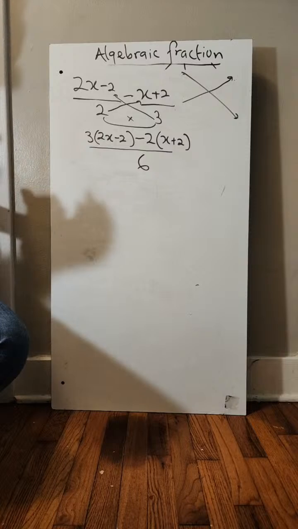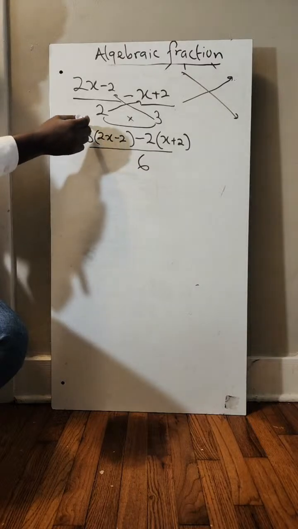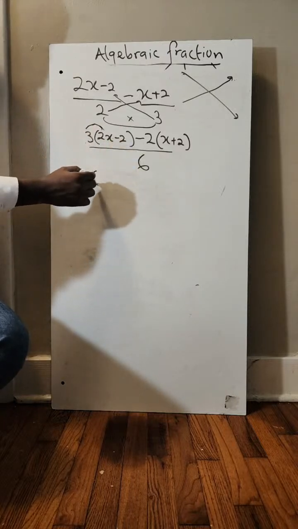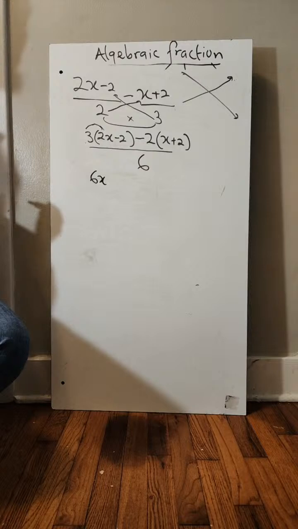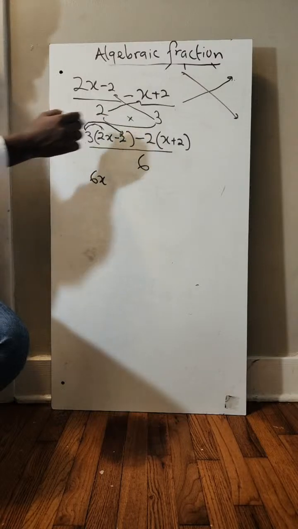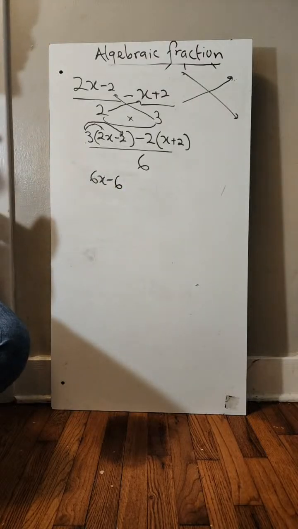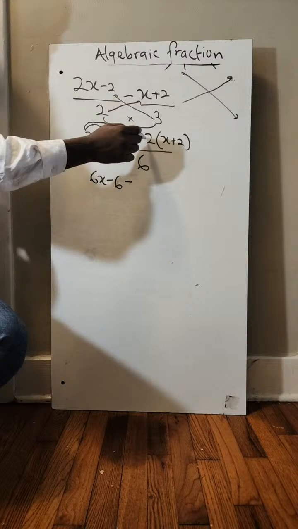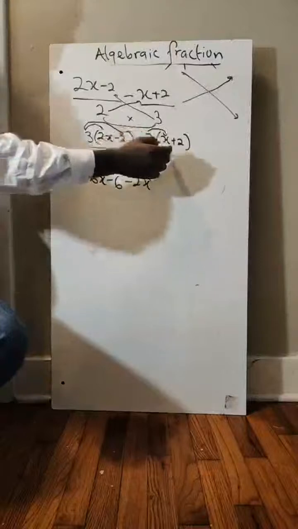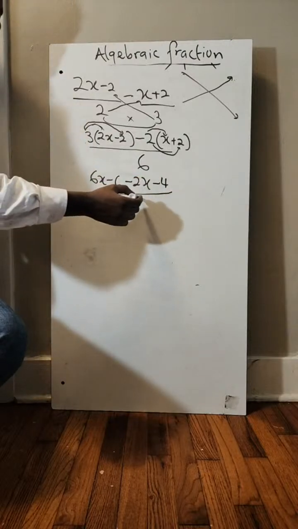Next is to bring out the parentheses. How do we bring out the parentheses here? 3 multiplying 2x, you are just multiplying out the coefficients, gives 6x. To distribute, you distribute 3 also to negative 2. 3 multiplying negative 2 gives negative 6. Minus 2 multiplying x, these 2, we have negative 4. And we still have the common denominator of 6.